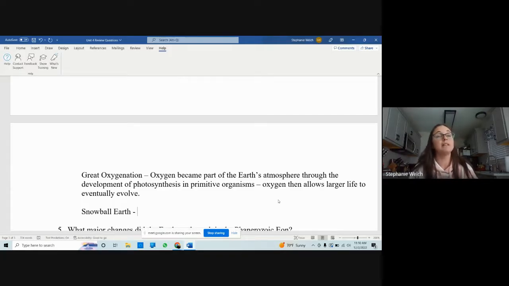So we think about these mass extinctions as relatively recent things that have happened in just the last hundreds of millions of years. But Snowball Earth was probably the Earth's biggest mass extinction.